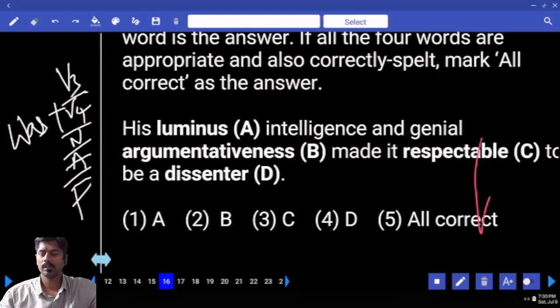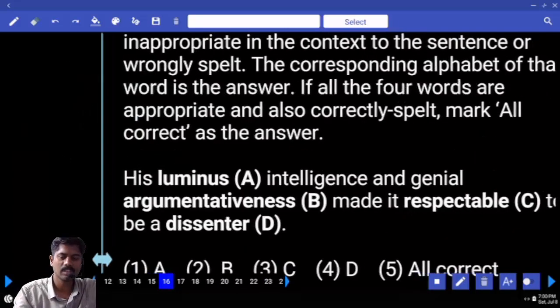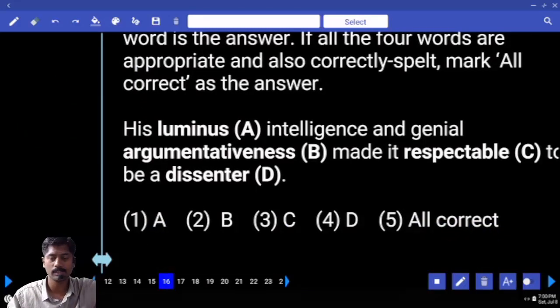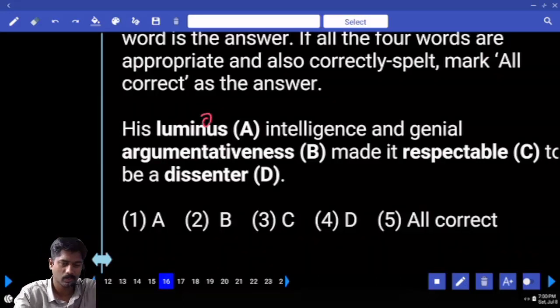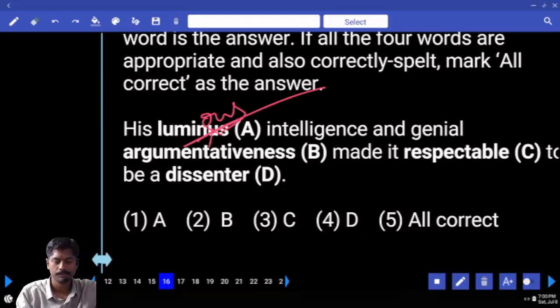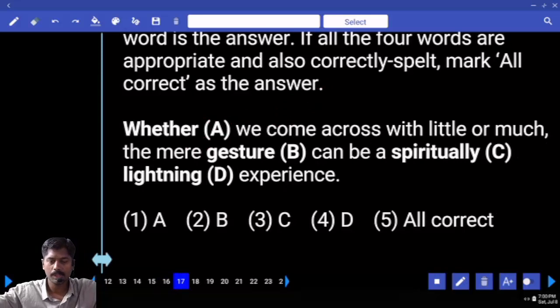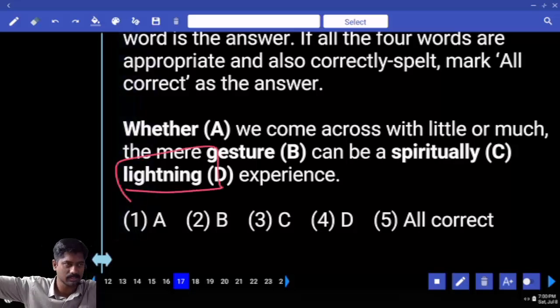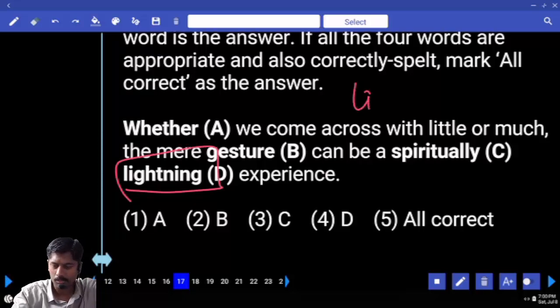Now wrongly spelled. At least can you open up your mouths and answer? Correct spelling. OUS. Whether gesture, spiritually, lightening. What is the correct spelling? Actually there are two lightnings. This lightning will happen whenever it rains, the lightning during rain. One more lightning is this.